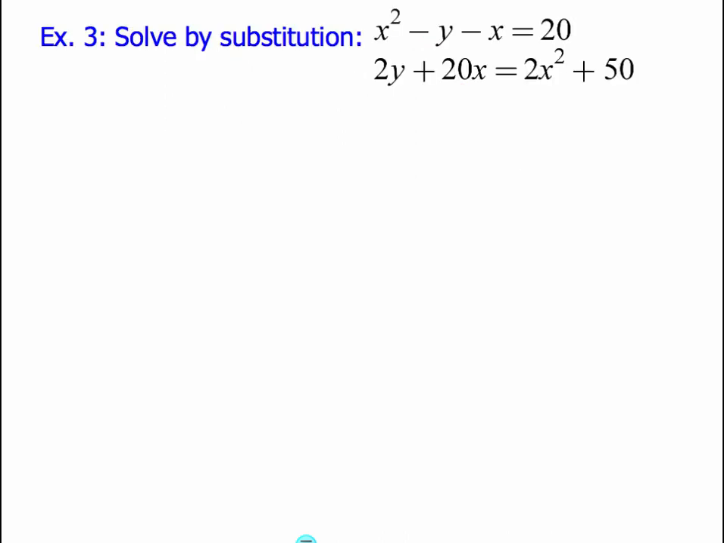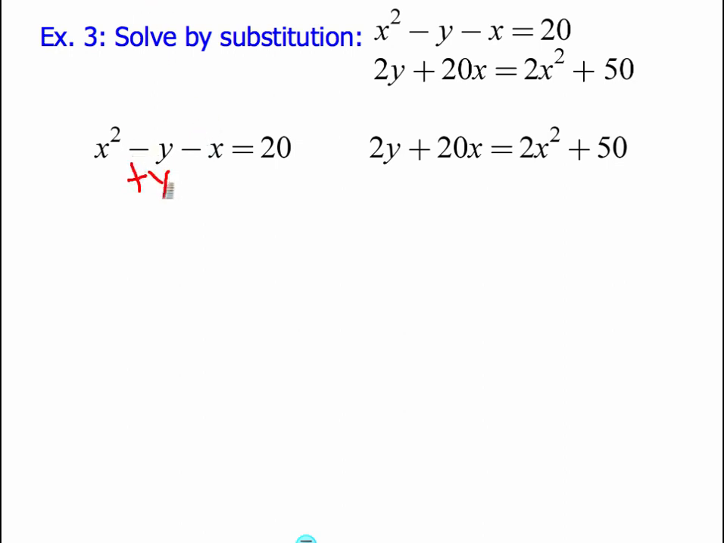Example 3 says solve by substitution, and this time I've got two quadratic equations. You can tell because they both have x squared. So this is a quadratic problem. First step is, once again, I'm going to get y by itself on both of these. In this one, I'm going to add y to both sides, and I'm going to subtract 20. On this one, I'm going to start by subtracting 20x on both sides.